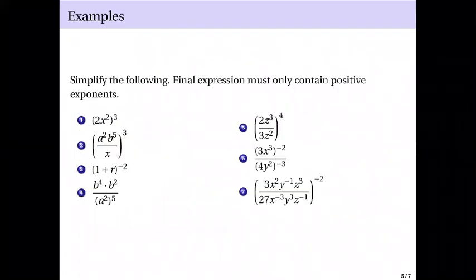Okay? So for example, this here. Simplify the following. Final expression must only contain positive exponents. Okay? So let us do all of this. So for example, let's have number 1. In here, you have 2x squared, cubed.